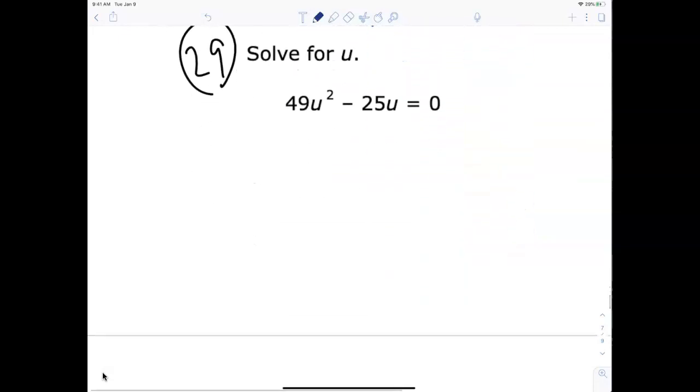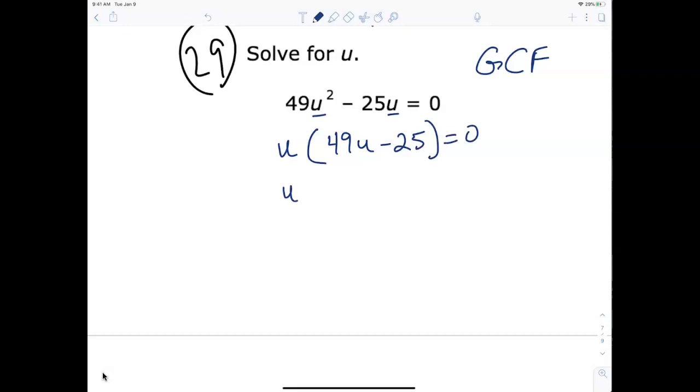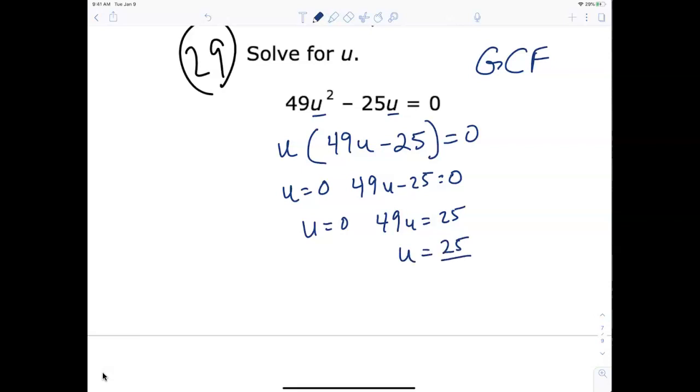All right, it's been a while since we've had to do a GCF, but I definitely see it. There's a common u, so now I factor out the u and I get 49u minus 25. So set them equal to 0. And so u could equal 0. Add 25. 49u equals 25. So u is equal to 25 over 49. All right, so again, those are both solutions there.